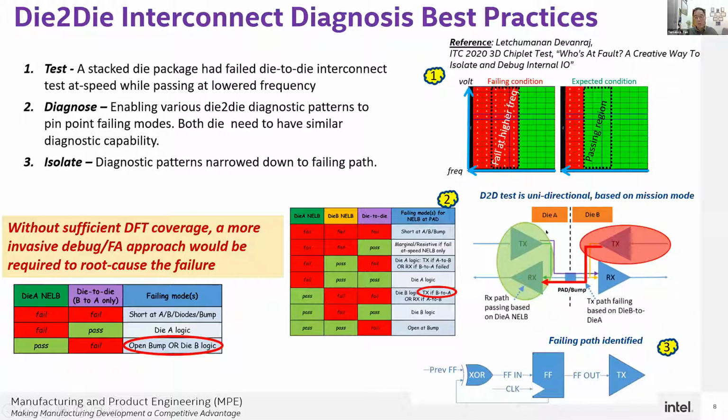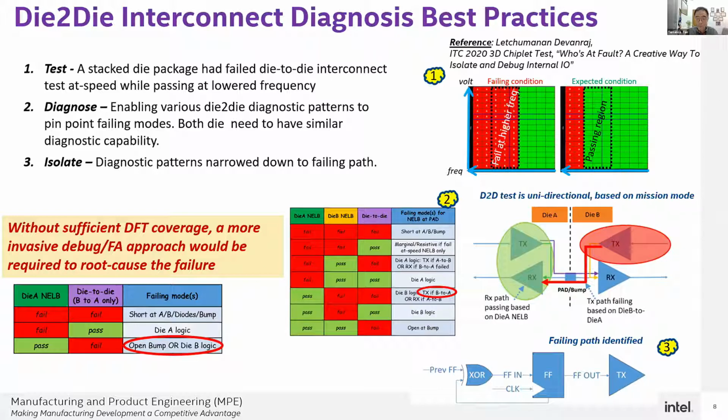In this case, by exercising all these diagnostics patterns, we found out that the failing path in this example could be B to A, and it's a timing path. So the key message is that without sufficient DFT, you're going to have a very difficult time root causing. Imagine on die B you cannot do a loopback test. You're going to be stuck. You only can do three things, and you'll be wondering what happened. So this is an example of critical diagnostics. You can test, but you cannot diagnose if you don't have similar DFT capability between the two dies.